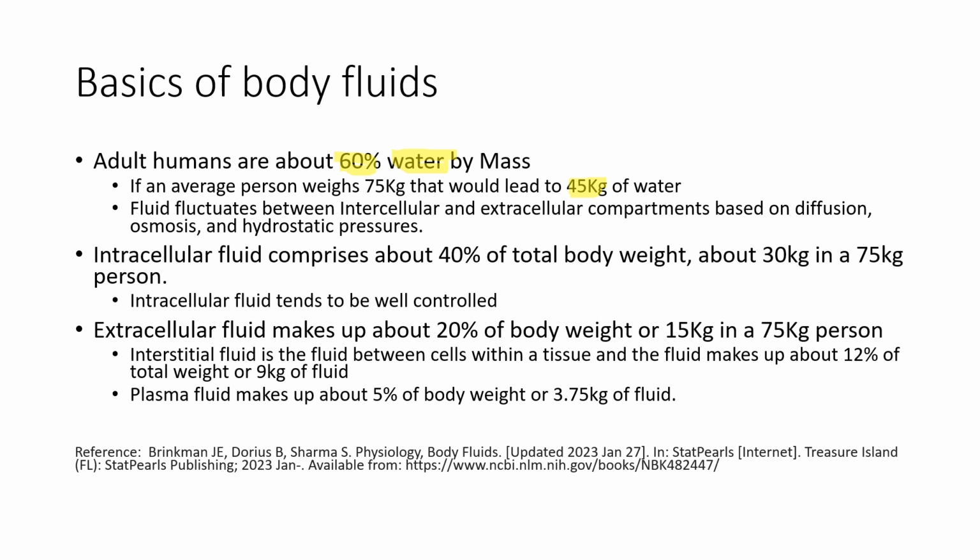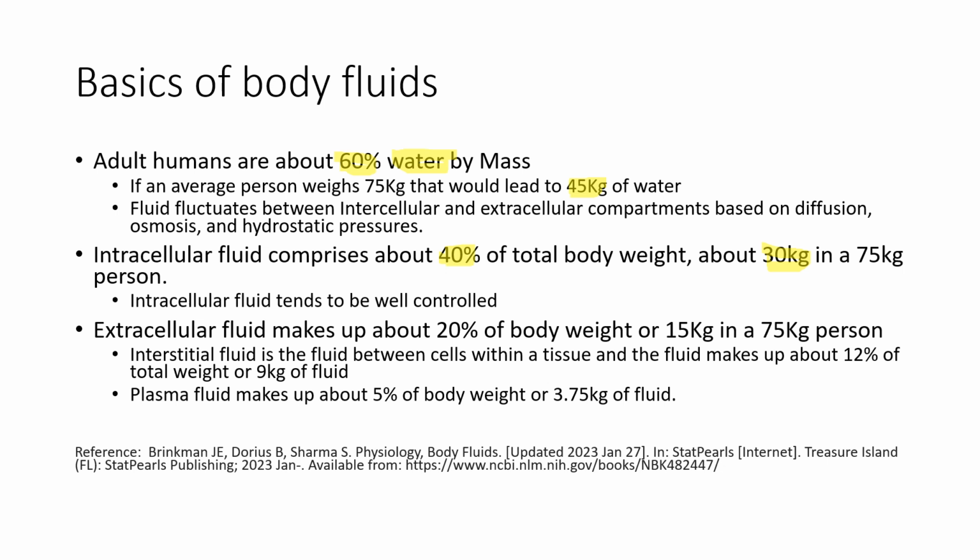Now, fluid tends to fluctuate between intracellular, not intercellular, but intracellular and extracellular fluid compartments. This is based mainly on osmosis, but it does have some aspects of diffusion and some hydrostatic pressures, which we'll talk about later. Intracellular fluid comprises 40% of total body weight. So again, if we have a 75 kilogram male, about 30 kilograms is the water inside the cells. This fluid tends to be relatively well controlled just because of its concentration, but there are different things that can happen.